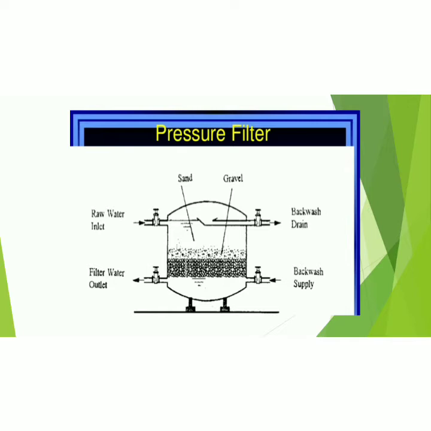Next, pressure filter. To go for backwashing, this pressure filter plays a very important role. So you can see raw sand, gravel, raw water inlet, filter water outlet, and backwash supply and backwash drain. So you are using some pressure just to pump the water in the opposite direction from the bottom to top. You have to maintain some pressure.